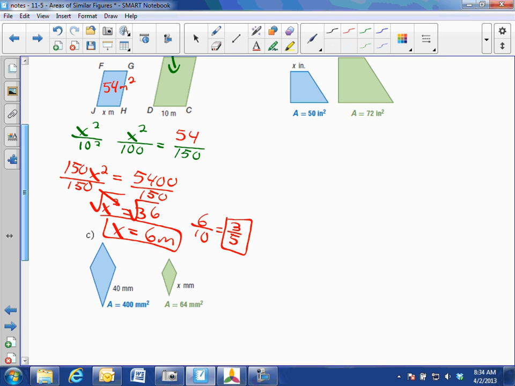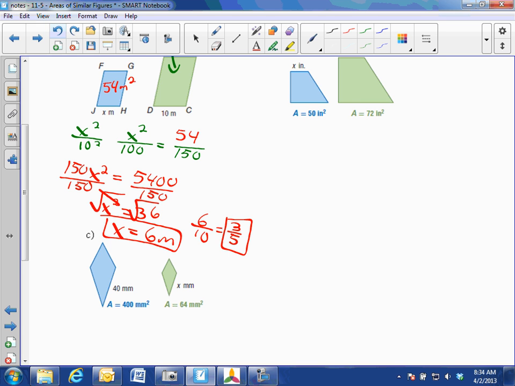Alright, so why do we not need to square that? Because x is just a side. Right, just a side. In this case, we're not squaring this because they're not asking for the area scale factor. They're just asking for the scale factor of this side to that side. That's all we're comparing. Okay, pretty good?